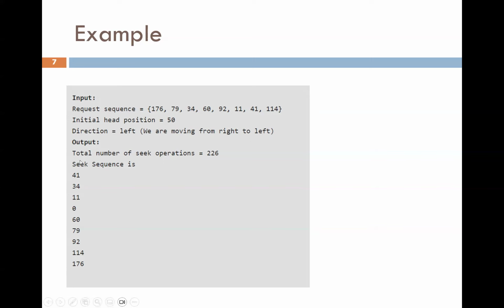Based on this input, it will generate the output. What will be the output? It will give you the total number of seek operations, that is the total number of head movements, and the seek sequence, the sequence in which the particular IO requests are serviced or pages are visited. So that seek sequence you also need to print in the output. That is the input and output for the SCAN algorithm. While implementing, you need to specify this input and expect this particular output.